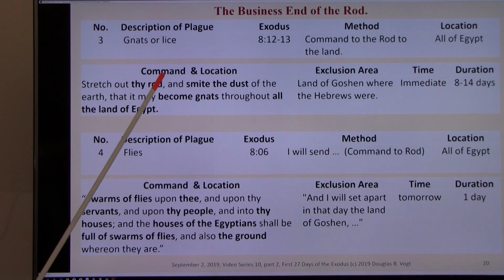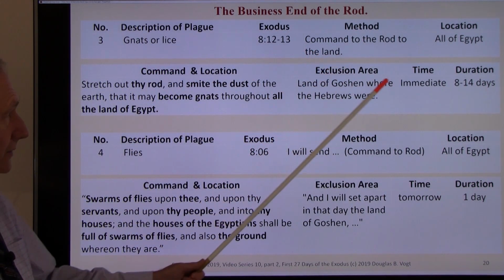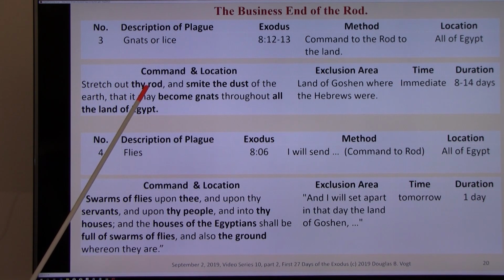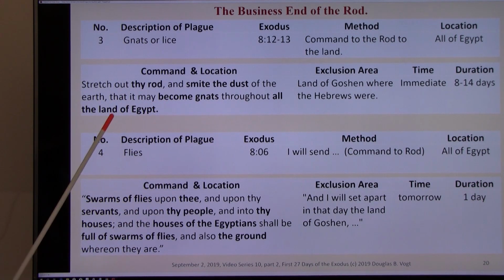3, gnats or lice. Command to the rod, to the land, all of Egypt. Stretch out thy rod, so you know it's the rod that's doing all this. Smite the dust, touch the dust of the earth, that it may become gnats throughout all the land of Egypt. Do you understand what this is saying here? That rod transmuted matter into whatever it wanted to do.